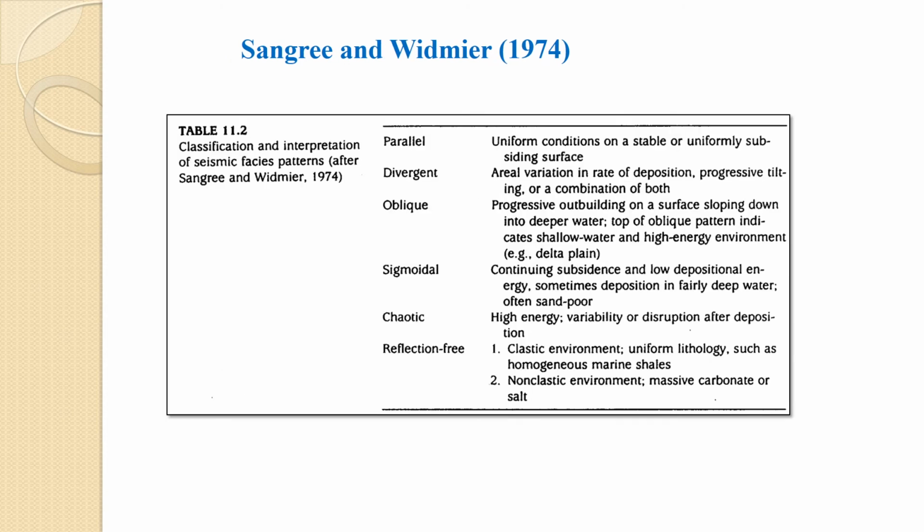And you can see here each one of those configurations will give you an indication about the environment. For example, parallel will give you an indication of uniform conditions on a stable, uniformly subsiding surface. If you move to divergent, this will give you an indication about deposition and progressive tilting. If you move to chaotic, you'll get an indication about high energy variability or disruption after deposition, and so on. Also in reflection-free, you'll see clastic and non-clastic environments.